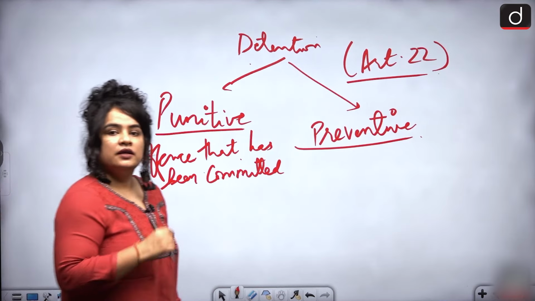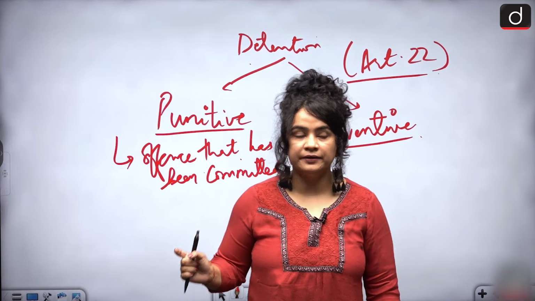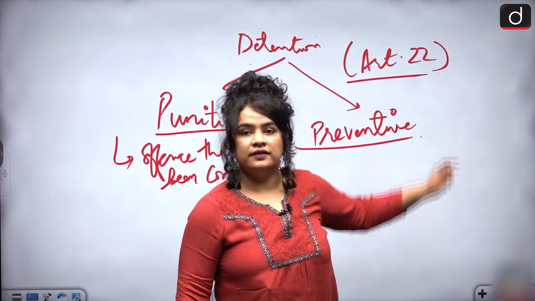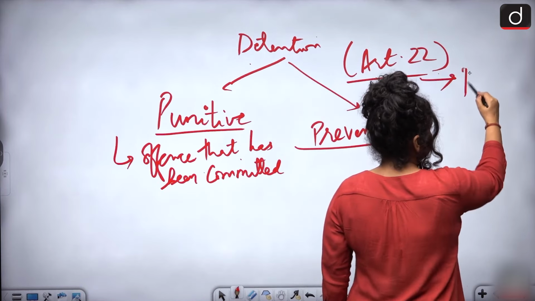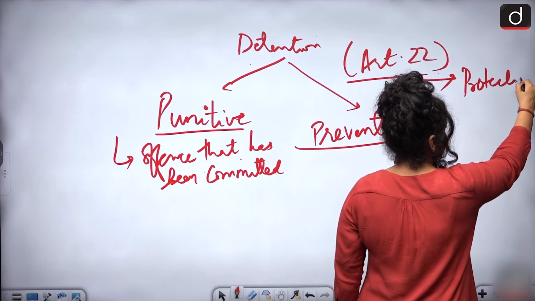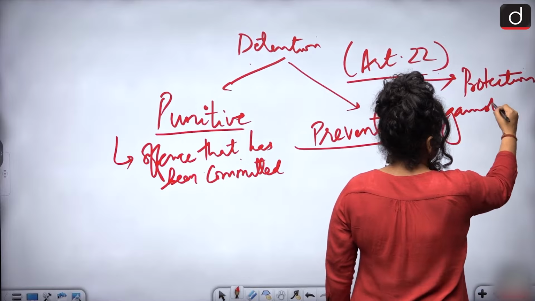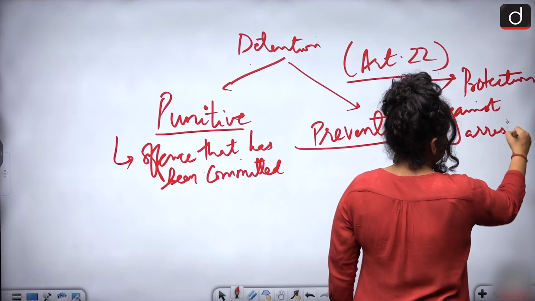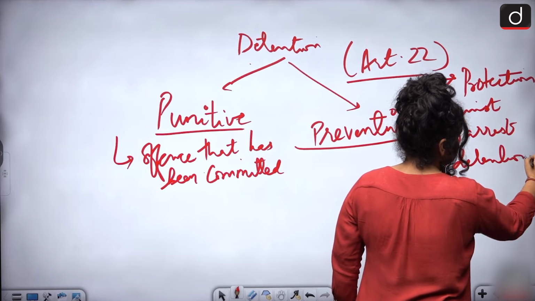However, in this case, you also get certain rights. Alright? What is the article called? Article 22 talks about protection against arrest and detention in certain cases.